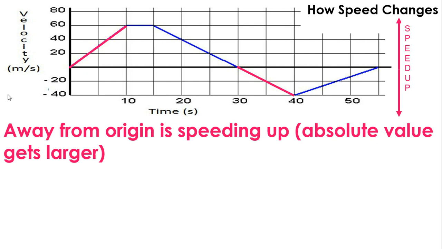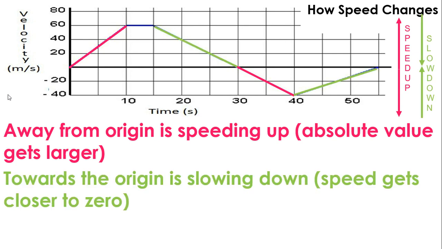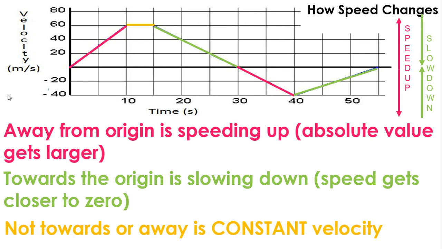In these pink sections, when you are moving and the velocity is getting farther away from the origin, from the velocity of 0, your object would be speeding up. When you have a section of your velocity versus time graph that is getting closer and closer to the x-axis, so towards the origin, towards a velocity of 0, that means you are slowing down. And any place that you have no change in velocity, a constant velocity, so it's not getting farther or closer to the x-axis, it's showing a velocity that does not change for that time period.